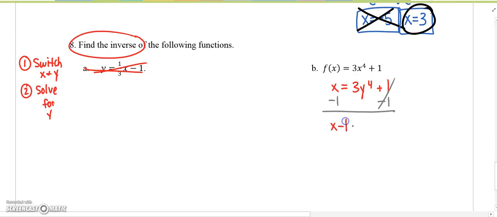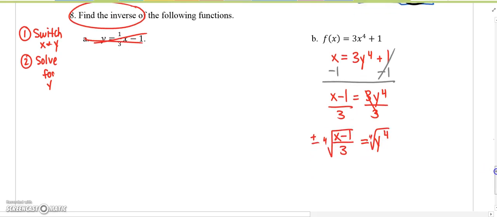So, x minus 1 equals 3y to the 4th. Divide by 3, I've got x minus 1 divided by 3 equals y to the 4th. 4th root, and that's even, so plus or minus. So my final answer here will be plus or minus the 4th root of x minus 1 divided by 3. That's equal to y.